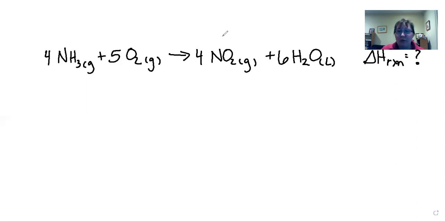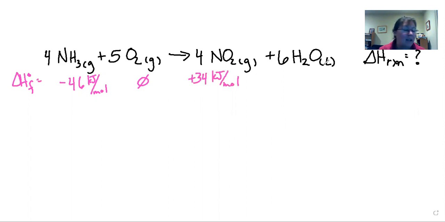Well, if you don't have equations for Hess's law, you can look up standard enthalpies of formation. At standard state, for ammonia, this is negative 46 kilojoules per mole. This is oxygen gas, so this one's 0. This is nitrogen dioxide, so this one is a positive 34 kilojoules per mole. And this liquid water is negative 286 kilojoules per mole.